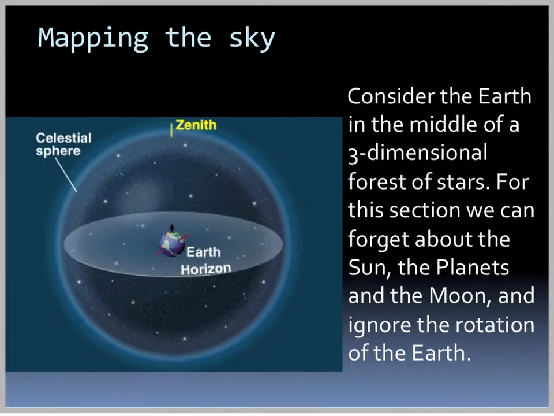So if we're going to try to understand the sky, we're going to consider the Earth in the middle of a three-dimensional forest of stars. And we're going to forget about the sun, planets, and moon, and ignore the rotation of the Earth right now, and try to understand the celestial sphere.